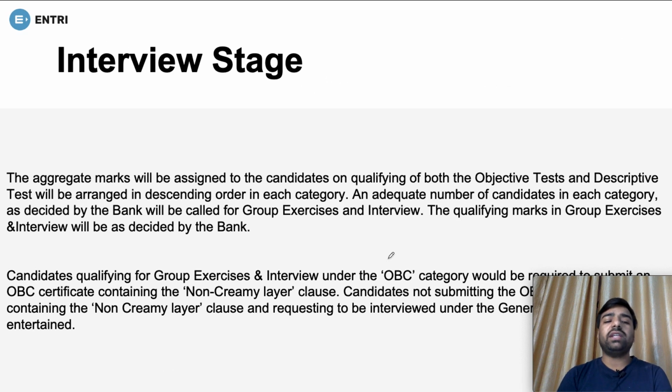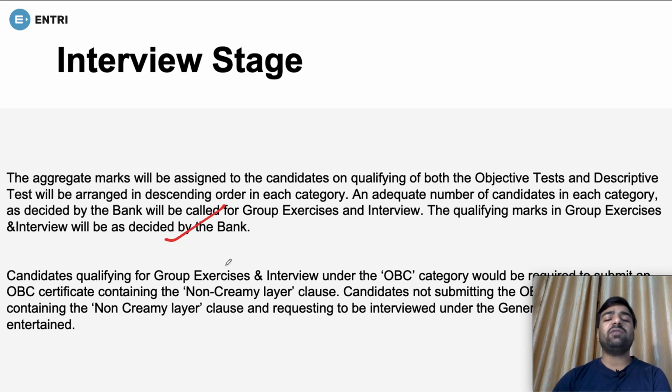Now we'll talk about the interview stage. For the interview stage, the aggregate marks assigned to the candidates on qualifying both the objective test and descriptive test will be arranged in descending order in each category. An adequate number of candidates in each category, as decided by the bank, will be called for group exercises and interview. The qualifying marks in the group exercises and interview will be decided by the bank.